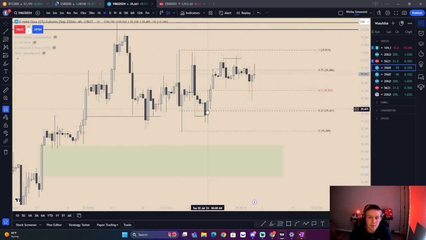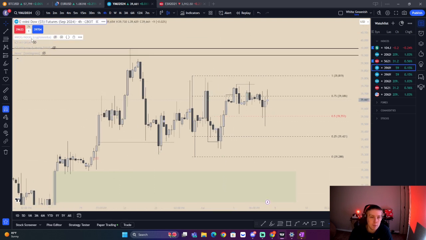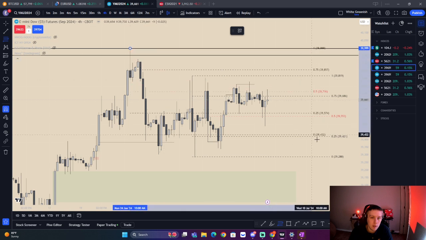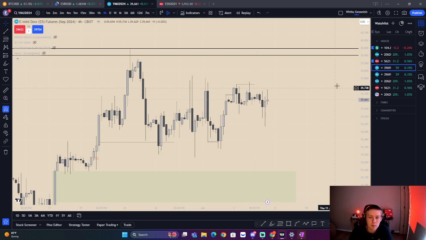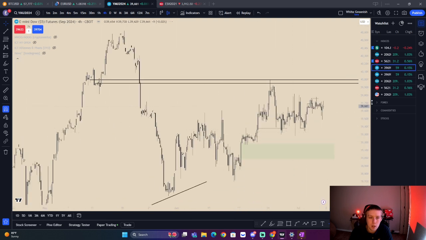And we've kind of just been consolidating. We've gone from discount to premium, back to discount, back to equilibrium. If we look at this price leg here, we also have another dealing range here to where we're around equilibrium of that dealing range. So we could possibly see more consolidation, more accumulation on YM.